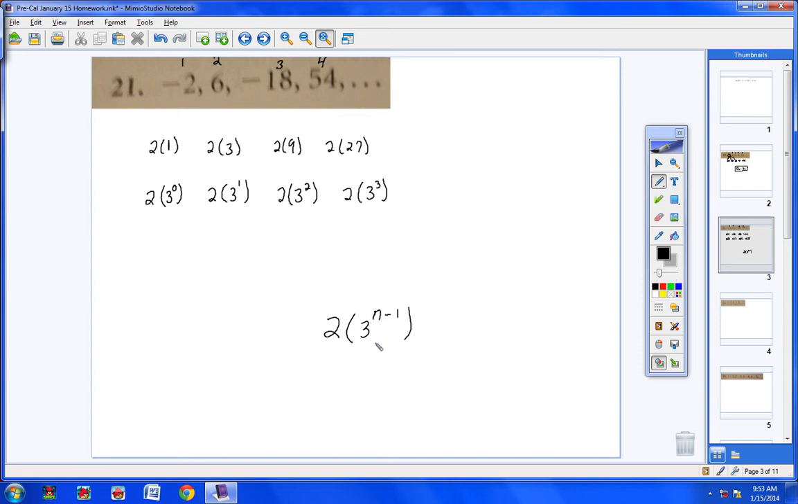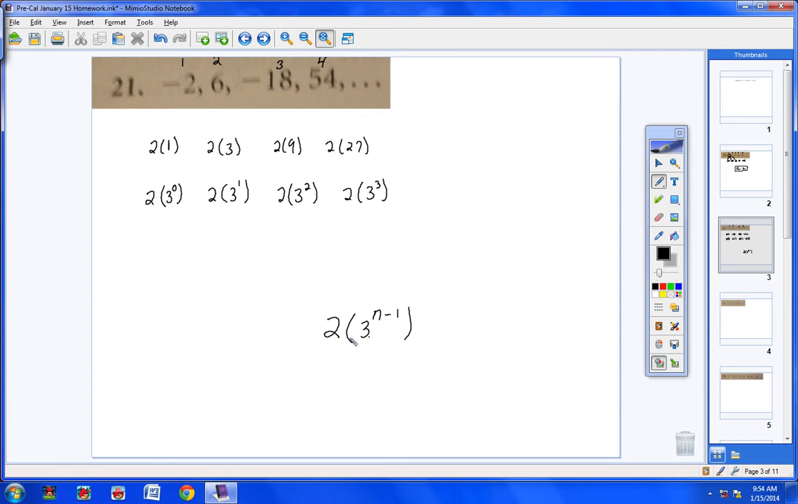Let's see if this works, okay? Let's put a 1 in. 1 minus 1 is 0, 3 to the 0 power is 1, and 1 times 2 is 2. 2. Let's put a 2 in. 2 minus 1 is 1, 3 to the 1 power is 3, 3 times 2 is 6. 6. Let's put a 3 in. 3 minus 1 is 2. 3 squared is 9. 9 times 2 is 18.